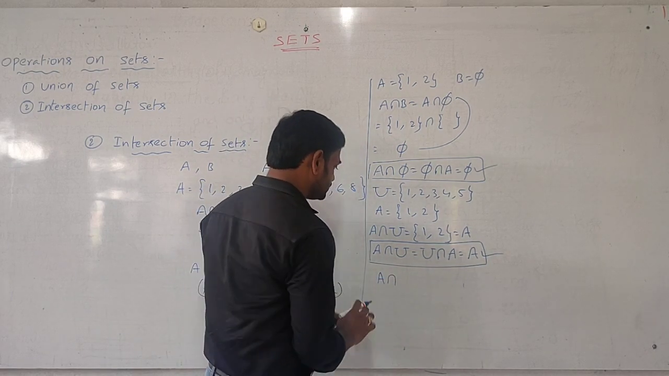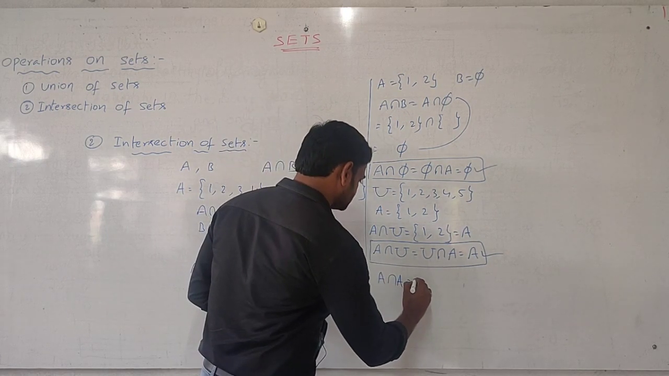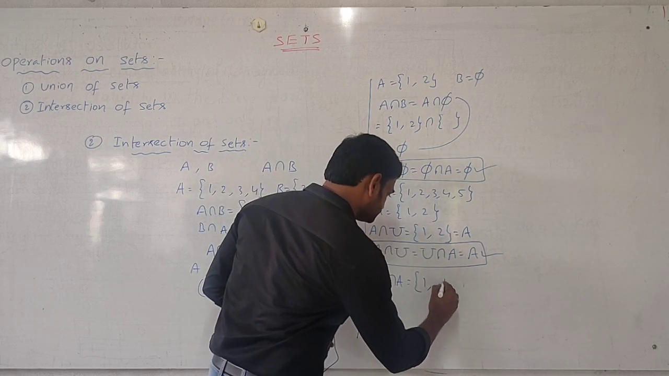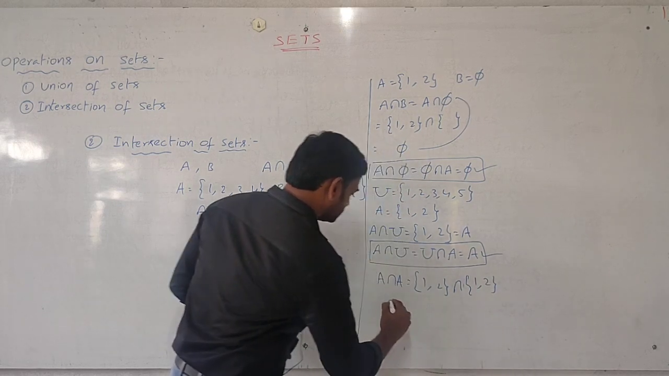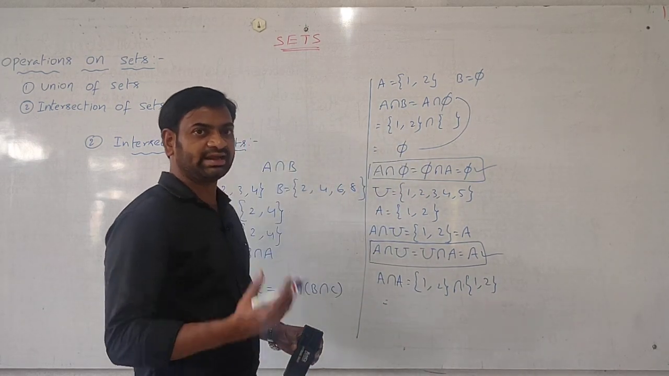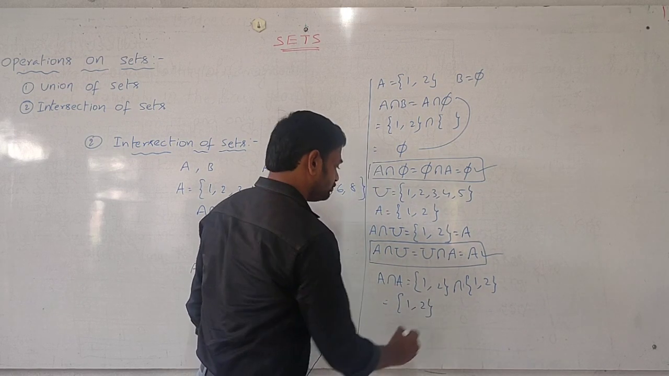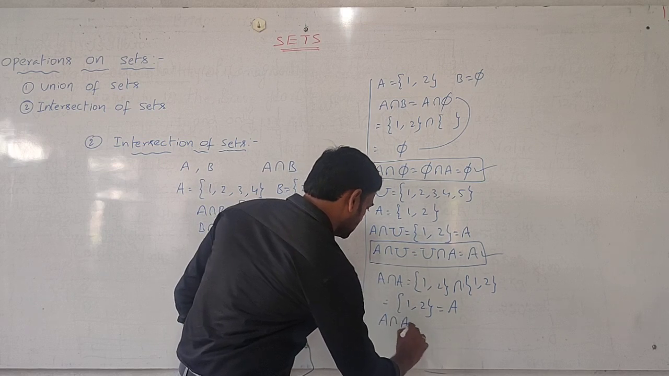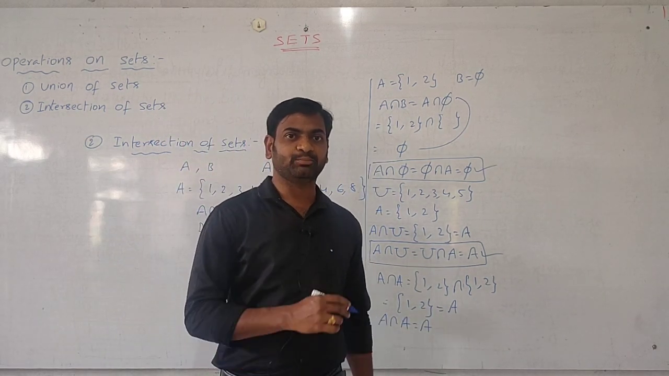Next, what about A intersection A? For this one only, A intersection A. What is A? 1 comma 2. Intersection again, what is A? 1 comma 2. Now what are the common elements for A and A? That is 1 comma 2 only, which is equal to A. So what you can write? A intersection A is equal to A. This is called idempotent law.